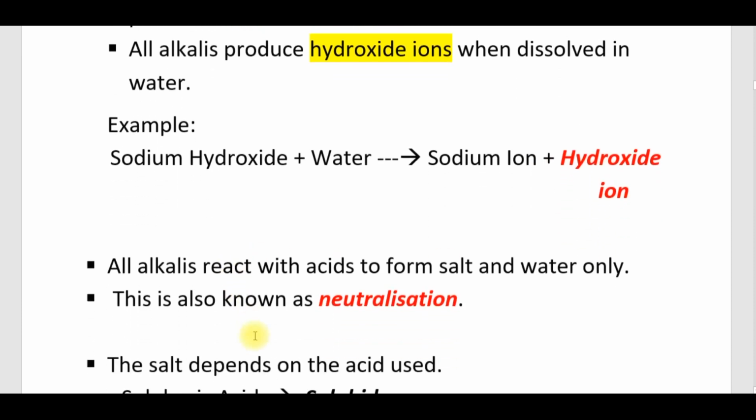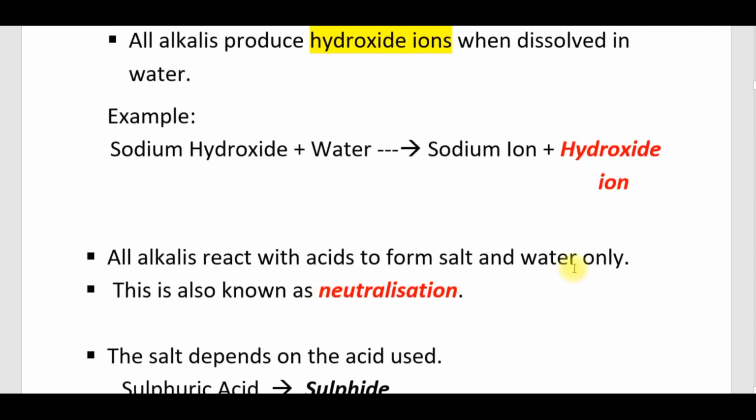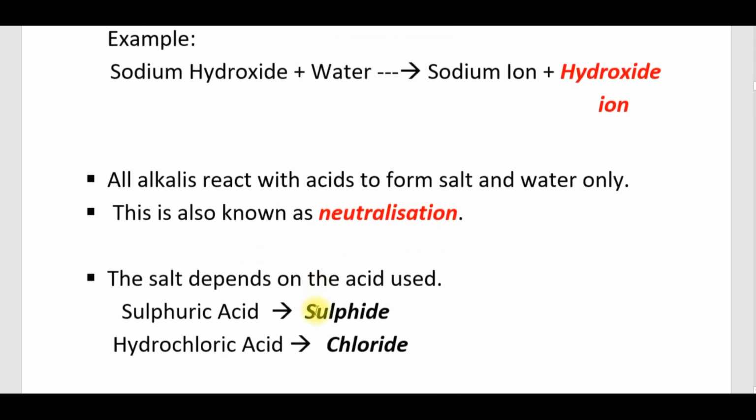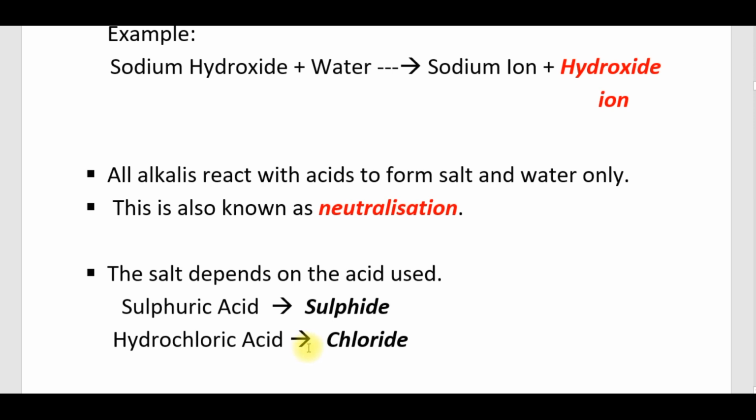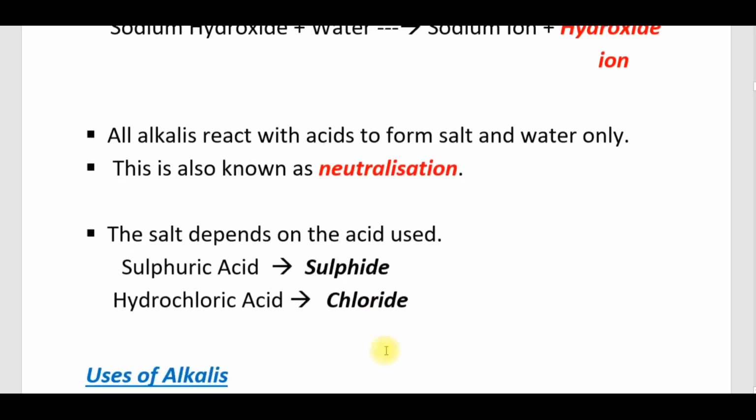All alkalis react with acids to form salt and water only, and this is known as a neutralization reaction. The salt produced depends upon the acid used. If sulfuric acid is used, then the corresponding salt produced is a sulfate. If hydrochloric acid is used, then the corresponding salt will be a chloride.